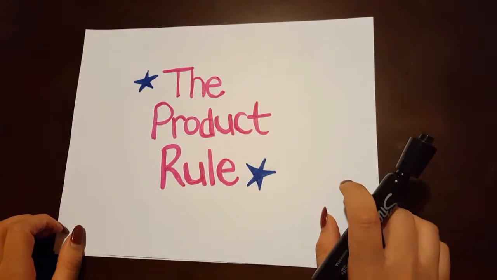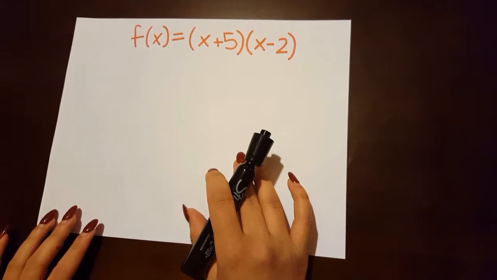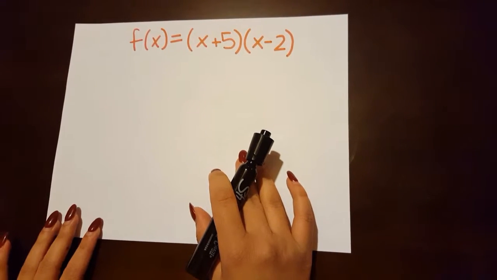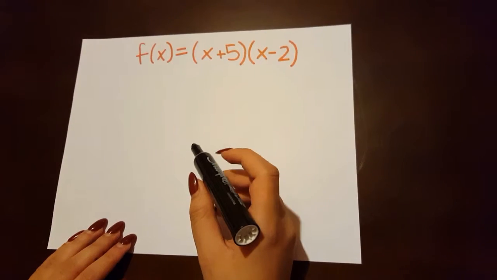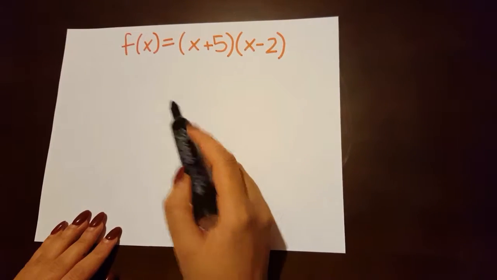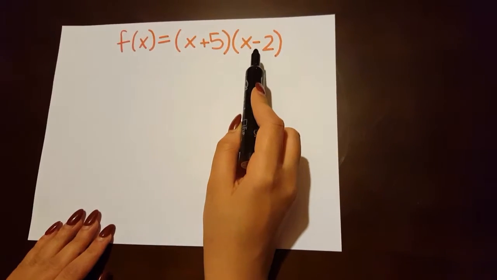Hey everyone, so today we're going to be learning about the product rule. To start out today's lesson, let's look at an example instead of getting into it right away. Let's say we have the function f of x equals (x plus 5) times (x minus 2).